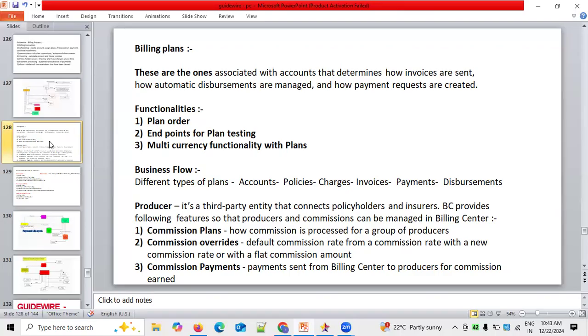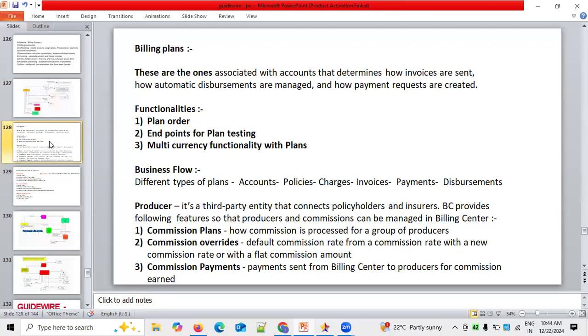So when it comes to the business process flows, there will be different types of plans, point number one. Second, we need to identify the different accounts that we are to address, and the different policies we have as far as billing is concerned. These policies may be different lines of business, right? It can be commercial lines, personal lines, inland marine, or property insurance.